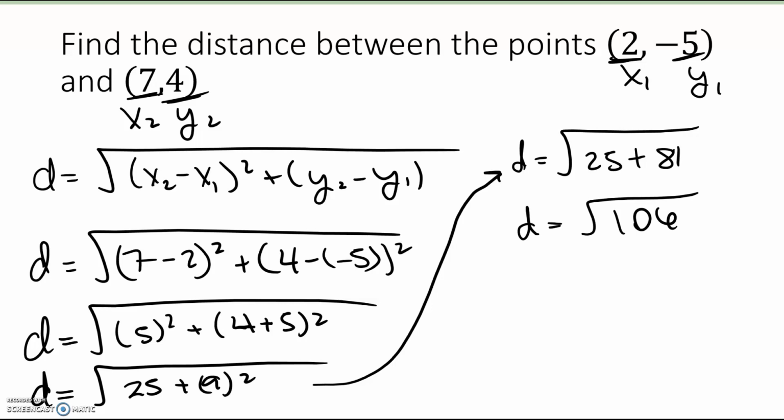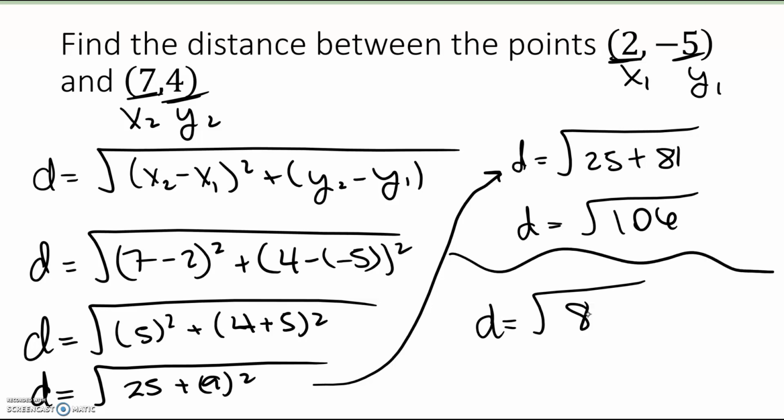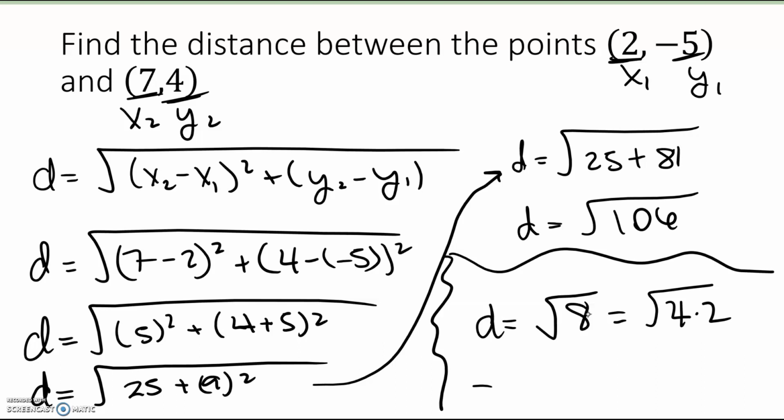Okay, I can't break 106 down into, say, like this. I can't break it down into, say we had, let's just look at this just for an example. This is not part of the problem here. Say the distance was equal to the square root of 8. Now we could write that as 4 times 2. I can break those apart as the square root of 4 times the square root of 2. Well, the square root of 4 is just 2, so that would be 2 square root of 2.